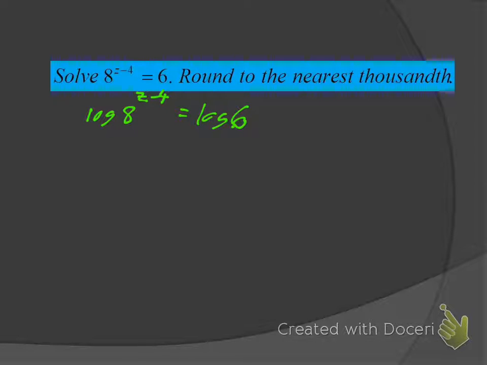Step 2, same thing. Bring your exponent down. Except when you bring it down, it comes down in parentheses. So z minus 4 times the log of 8 equals the log of 6. Same 2 steps. Put in a log, bring down your exponents. Now, just by guessing on your instincts, what do you think the next step's going to be?